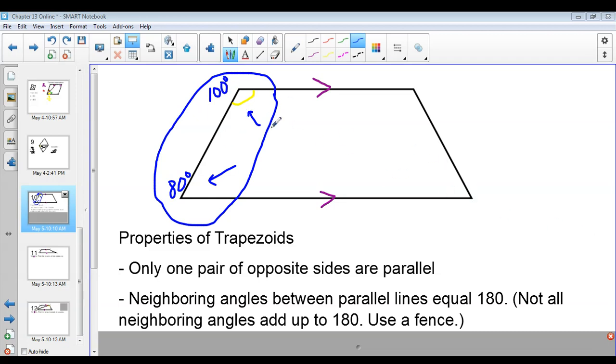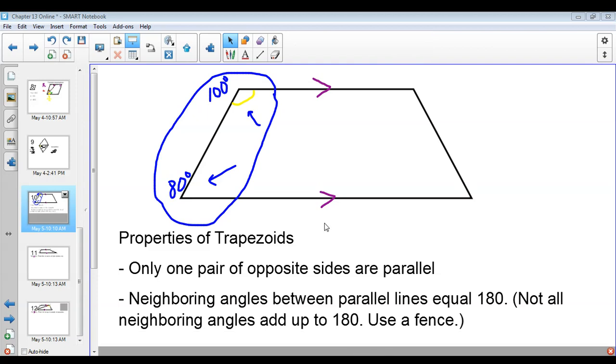Opposite angles, notice that that's not a property that we have listed up here anymore. So opposite angles are not necessarily congruent. Opposite angles are not congruent. And not all the neighboring angles are congruent, or add up to 180 rather. It's only neighboring angles where we're focusing on one side of the trapezoid.